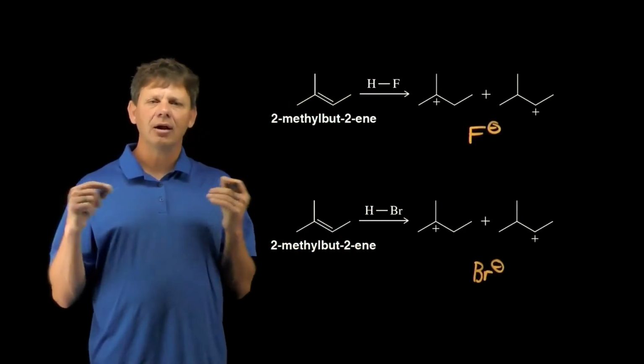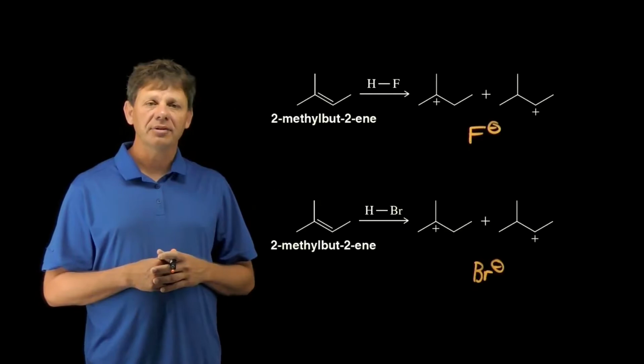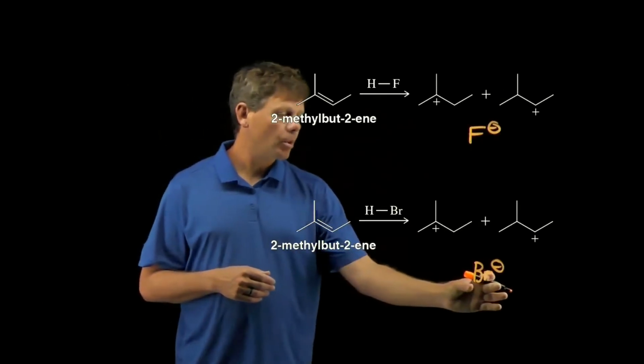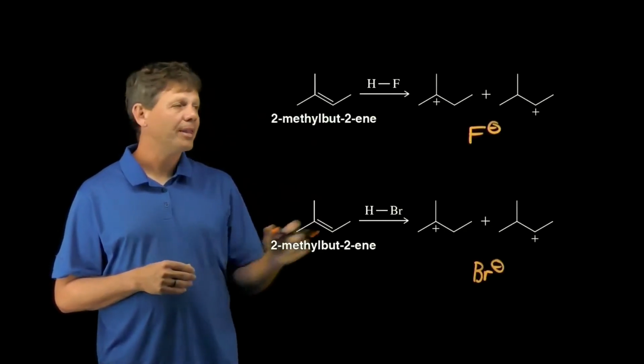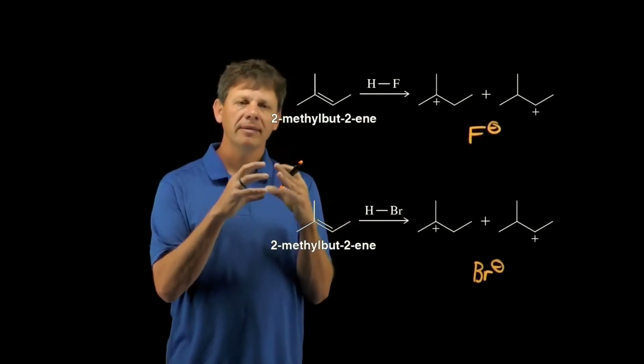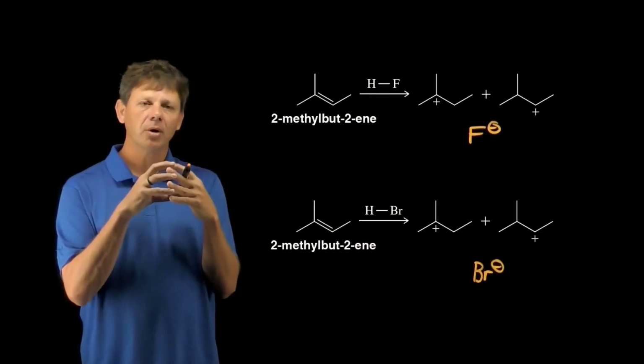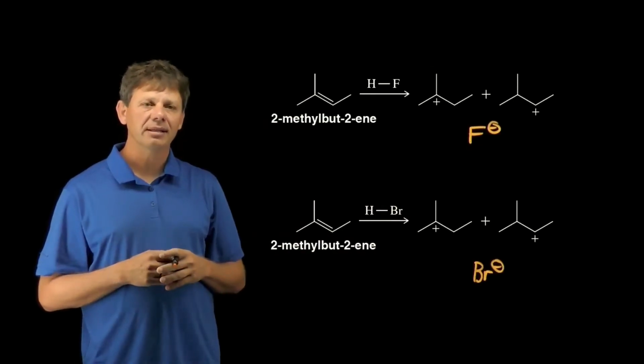pKa values and our general understanding of the stability of conjugate bases says that bromide is a larger conjugate base and is therefore more stable. F minus is much smaller. That negative charge is localized over a much smaller volume, therefore it's significantly less stable.